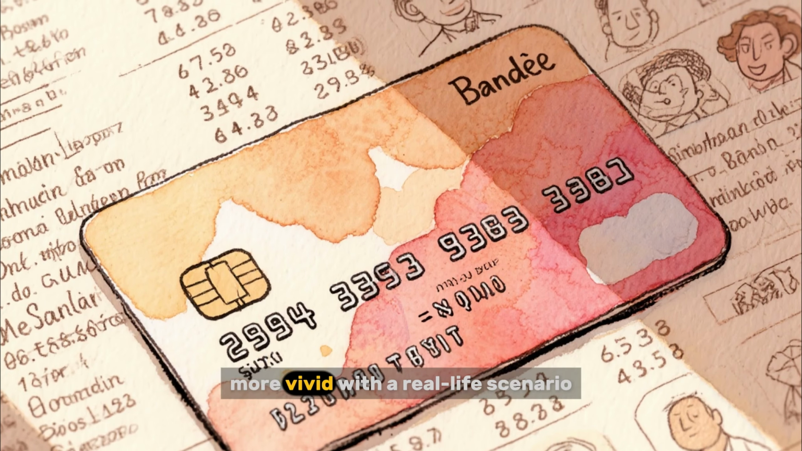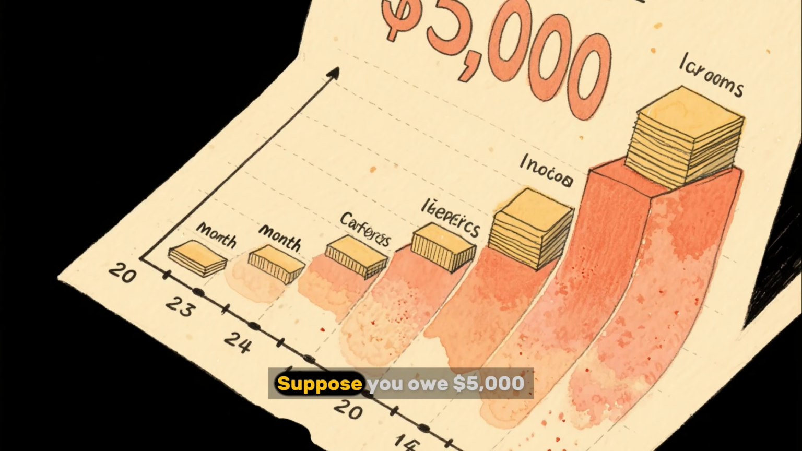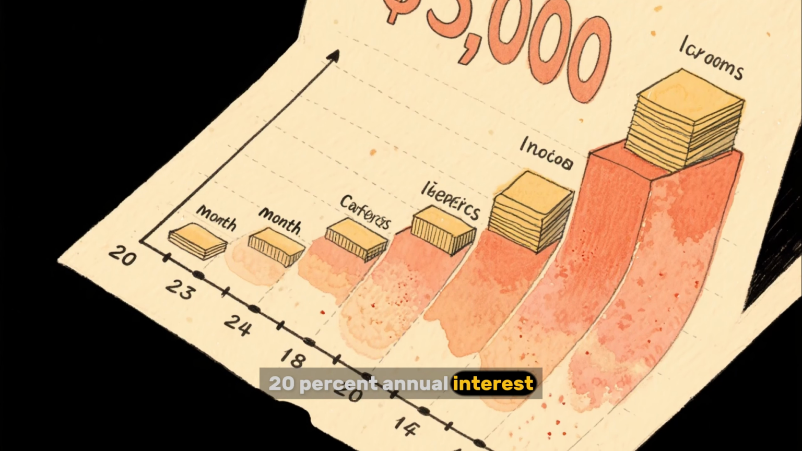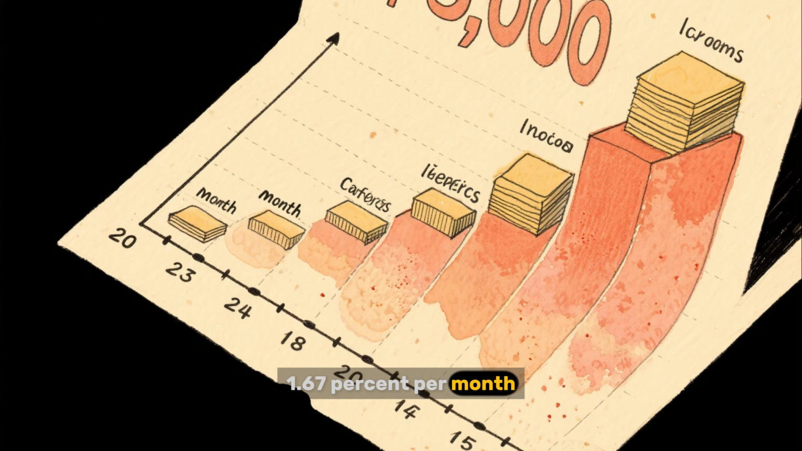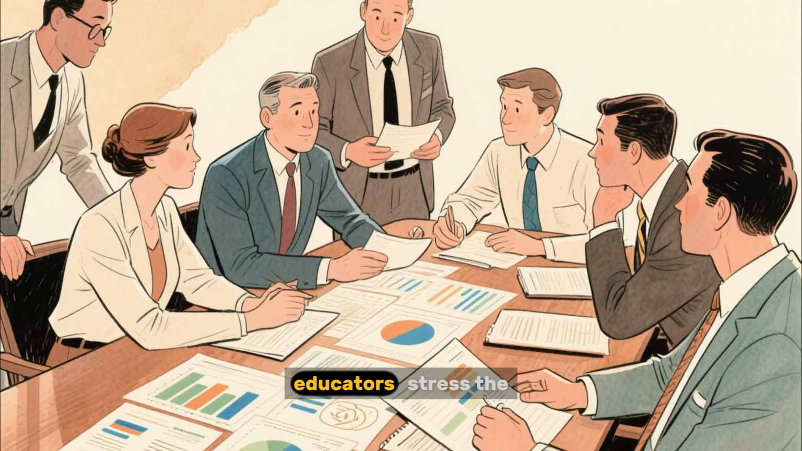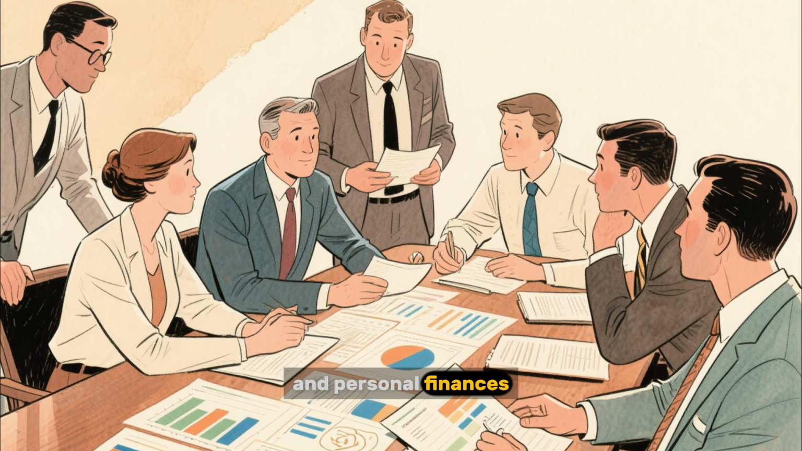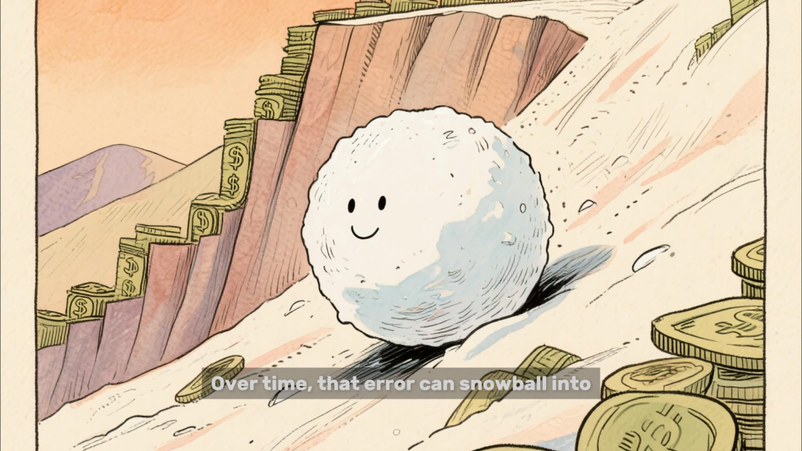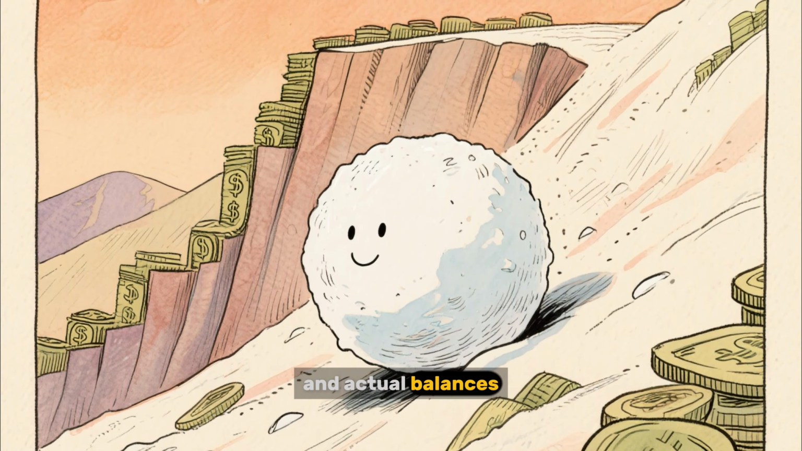Now, let's make this more vivid with a real-life scenario many people can relate to, a credit card balance. Suppose you owe $5,000 and the card charges 20% annual interest, compounded monthly. That's roughly 1.67% per month. That's why accountants and financial educators stress the importance of recognizing compounding in reports and personal finances. Ignoring it can make liabilities look smaller than they really are. Over time, that error can snowball into major discrepancies between reported and actual balances.